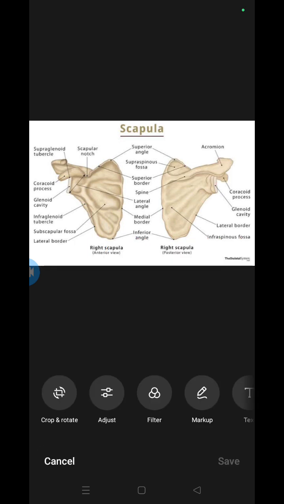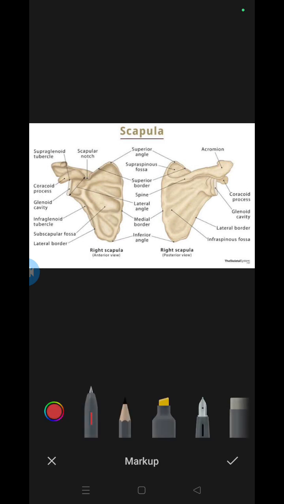Now we move to the borders. It has three borders: superior border, lateral border and medial border. The superior border is the shortest, near the root of the coracoid process. The coracoid process is like a finger-like projection.